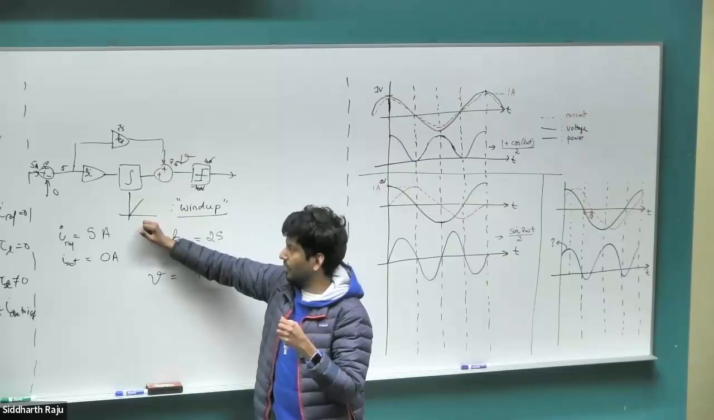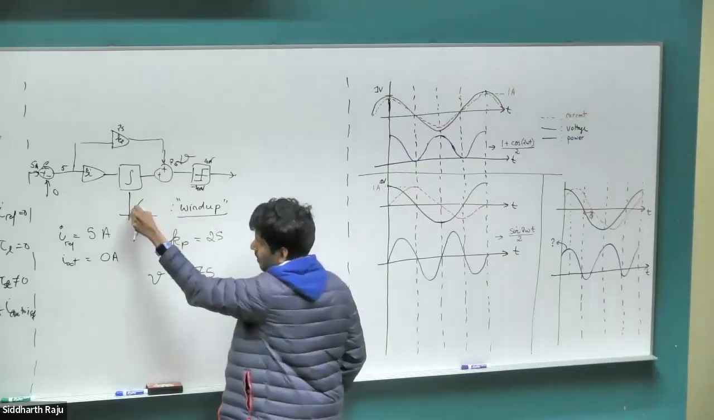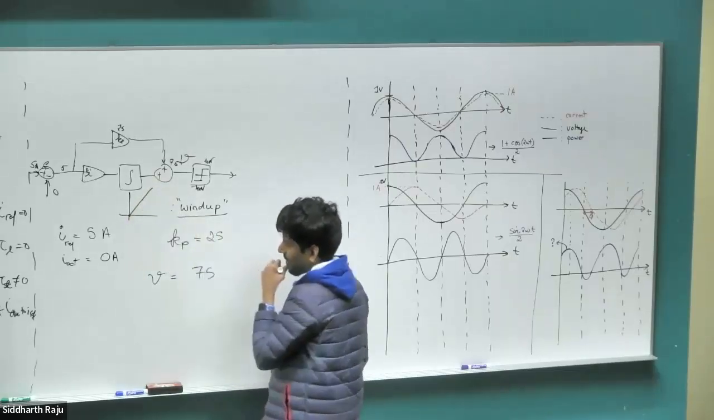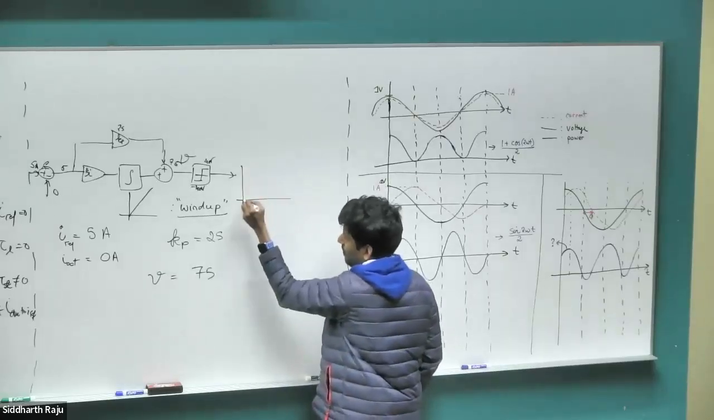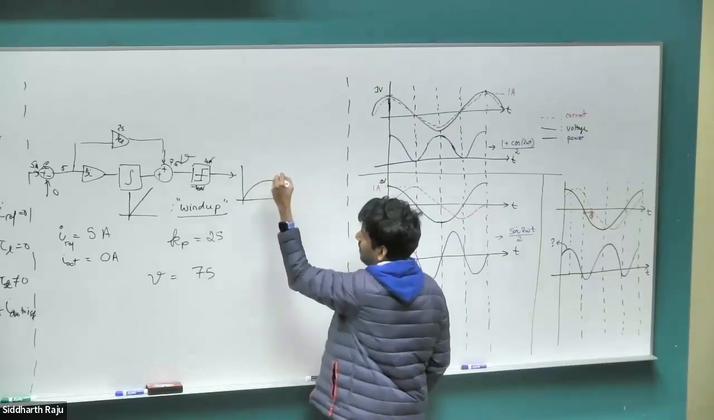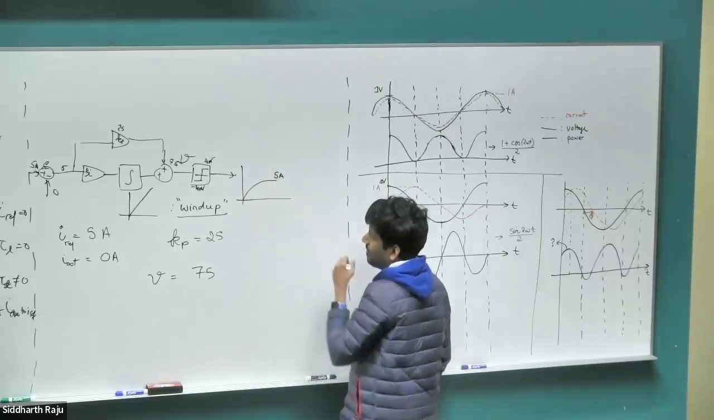But there is a very big problem with this because it has built up all this error. Let's say it keeps building up, and let's say my motor current was initially 0, and then the motor current has reached 5 ampere.